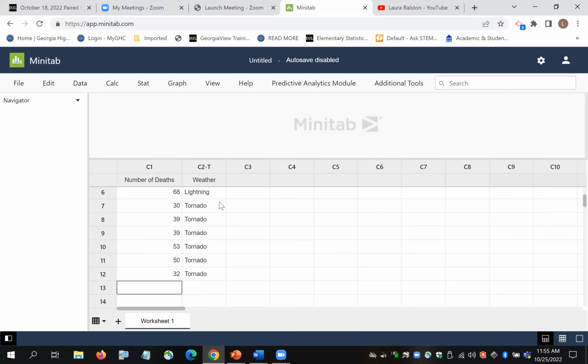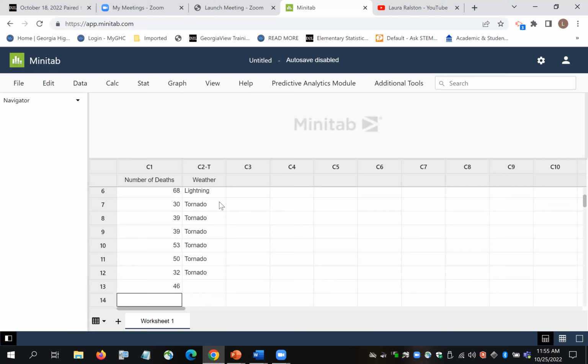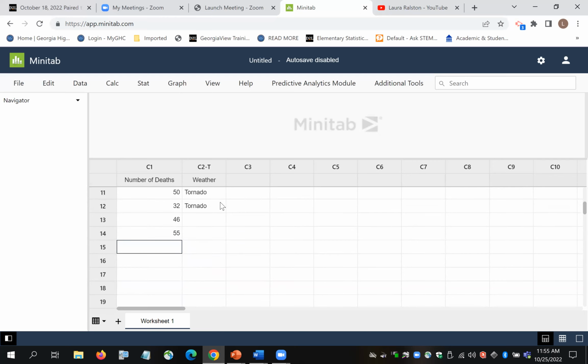Okay, so then I go back and I'm on the 3rd column, which is flash flood. If you wanted to create some kind of code here, you could, you might use FF for flash flood, T for tornado. I'm typing the words out.